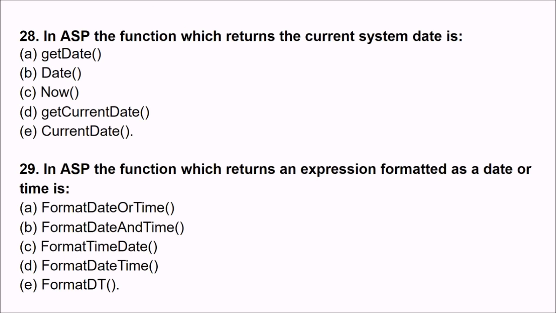28th. In ASP, the function which returns the current system date is what? Current system date in ASP, active server pages. The answer is B, Date, simple Date with capital D. 29th. In ASP, the function which returns an expression formatted as a date or time. Okay, this is for date. Which one is for date and time? The answer is D, FormatDateTime. This one is the correct answer.